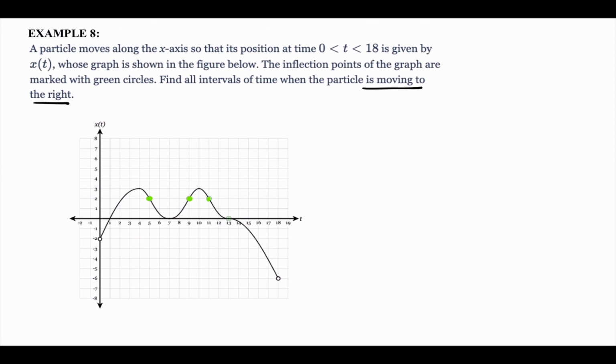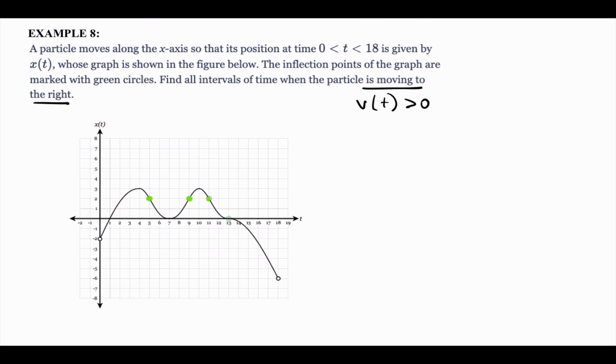I have no idea what that means. Where could I find out what it means though? First page. So what does it mean when it says the particle is moving to the right? Velocity is greater than 0. Positive, right? That's what we need to find. When is velocity positive?